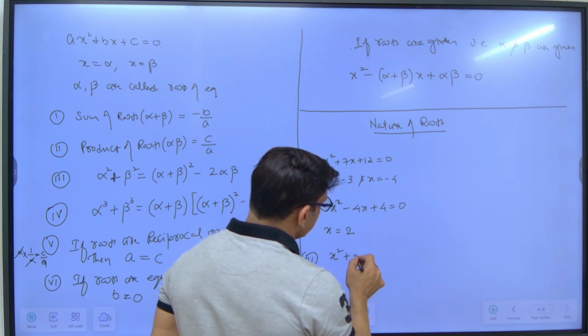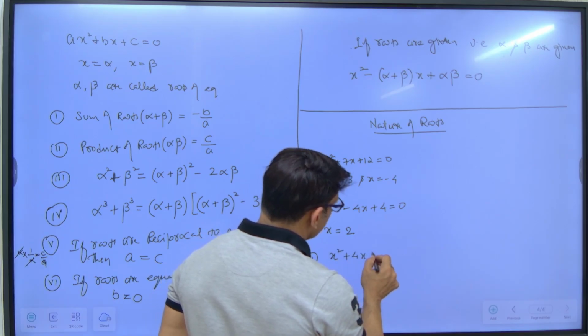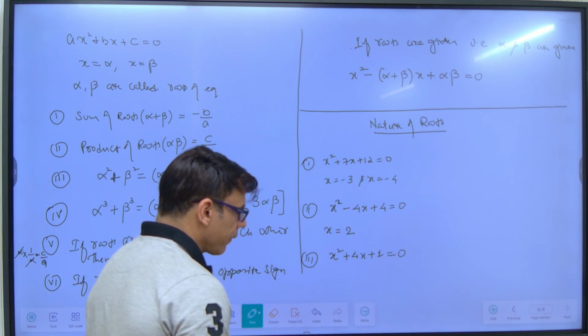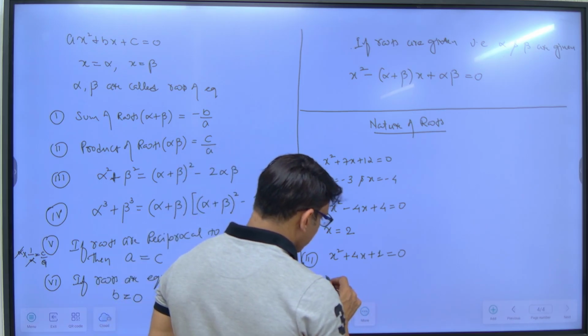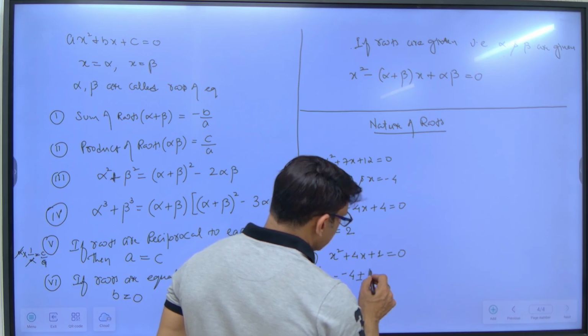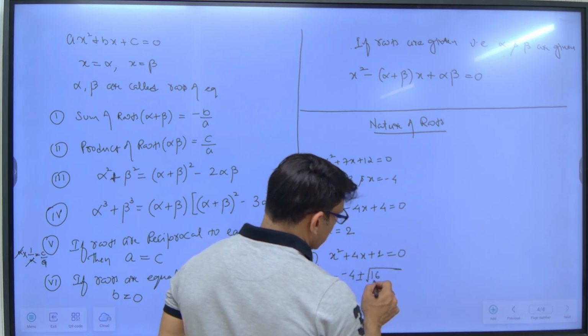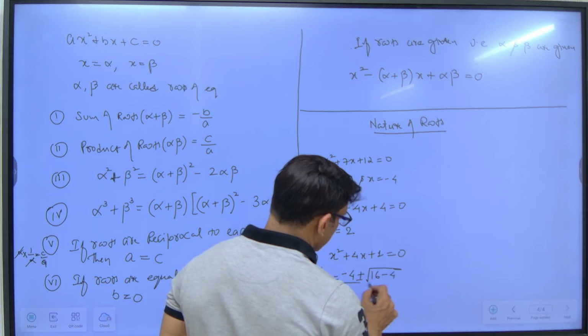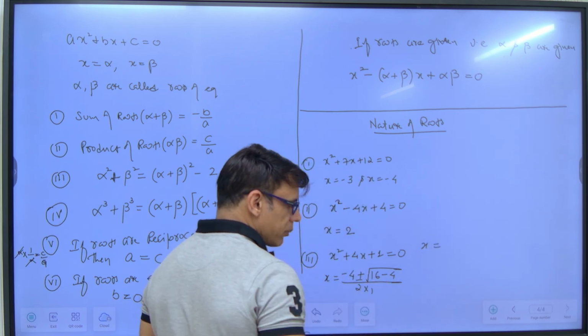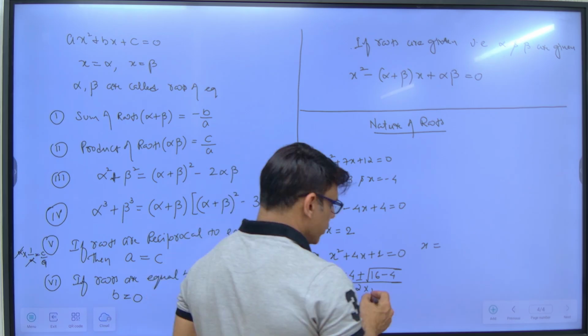Let's say we have this quadratic equation, and when we find the roots of this quadratic equation, it will be minus 4 plus minus under root of 16 minus 4 upon 2 into 1, which will give you the value of x is equal to 16 minus 4 is 12, 12 is 2 root 3.